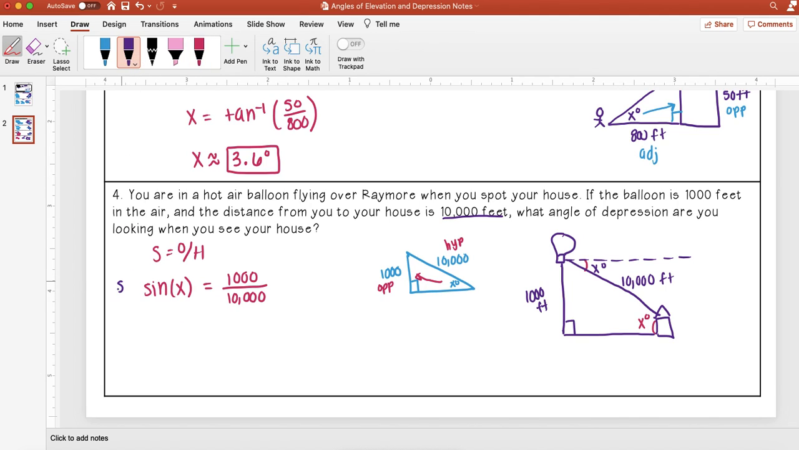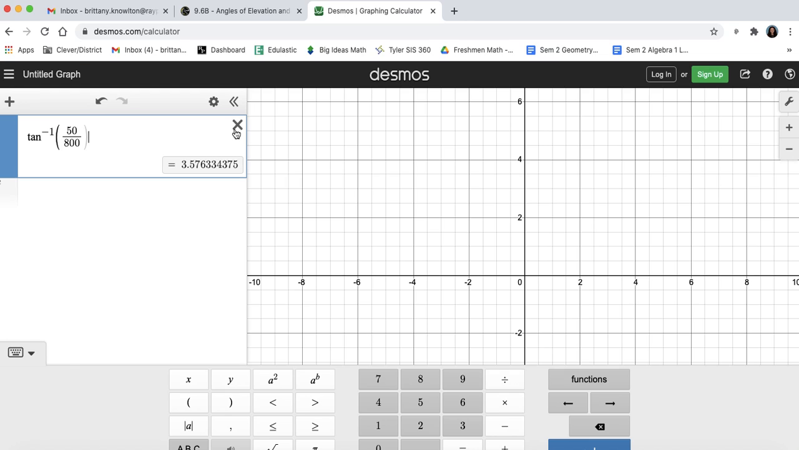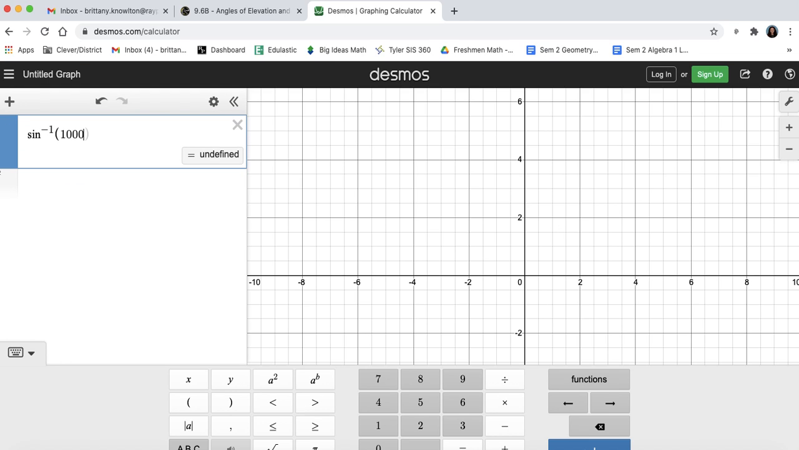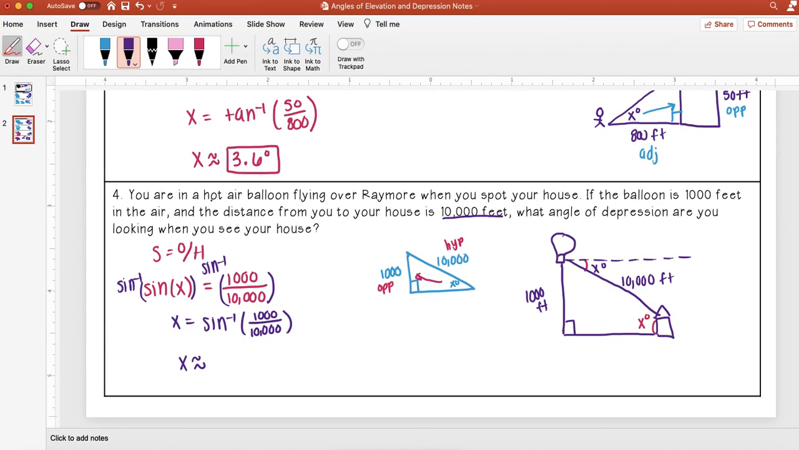I'll take the sine inverse from both sides. So I get that x is equal to the inverse sine of 1,000 over 10,000. And heading over to Desmos, I get that it is 5.7 degrees.